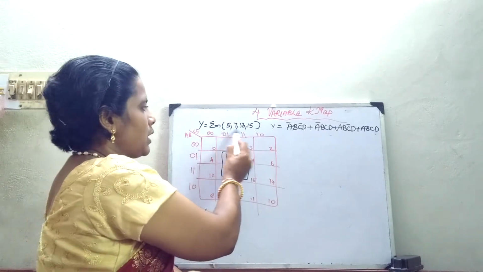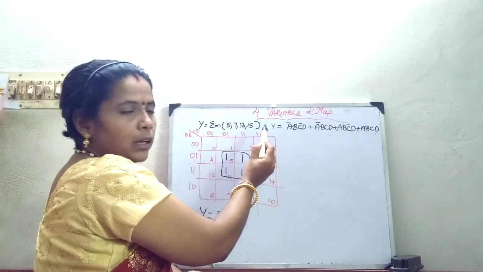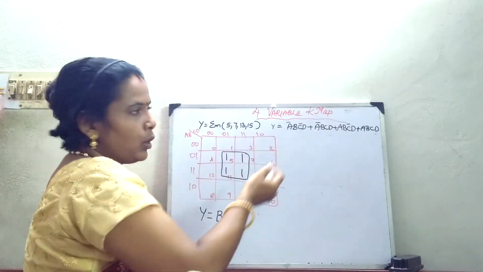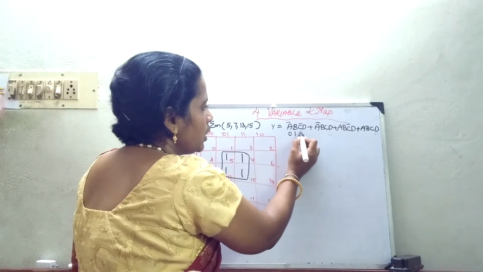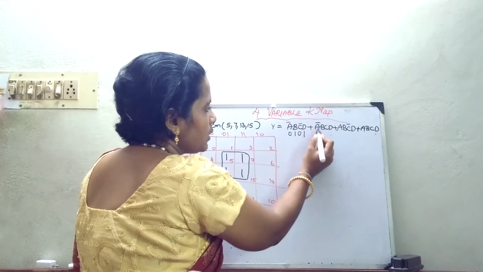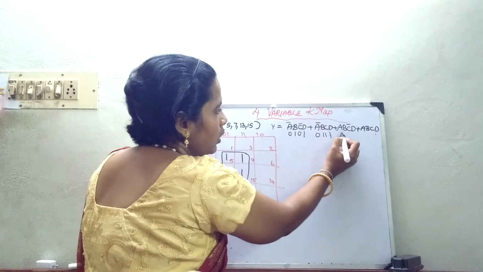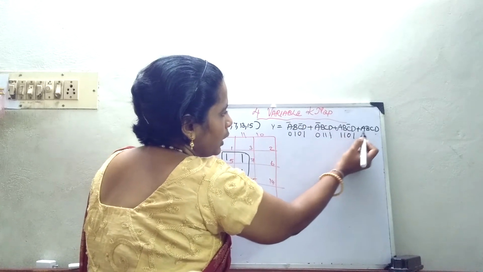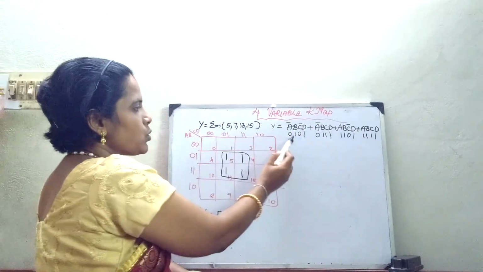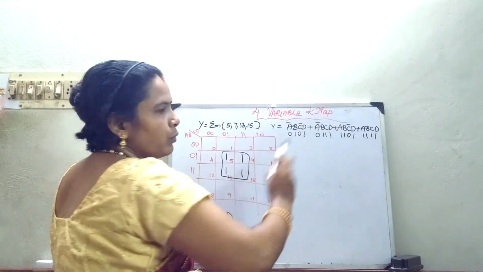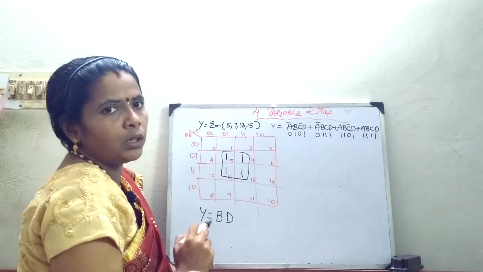So this expression, while giving, they can also give it like this. From this you have to decode the equation. What is the value? It is 0 1 0 1. Here a bar is there, so 0 1 1 1, 1 1 0 1, 1 1 1 1. From this only I am going to write the min term expression. So this is 5, 7, 13 and 15. So the expression can be given in any way.